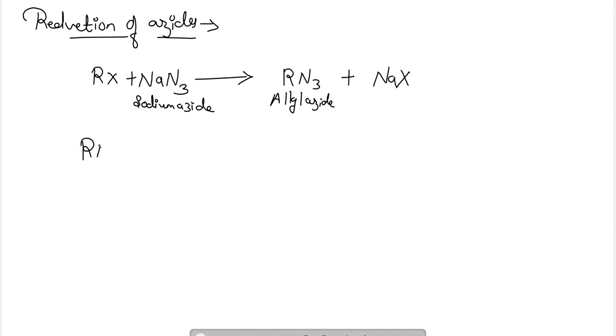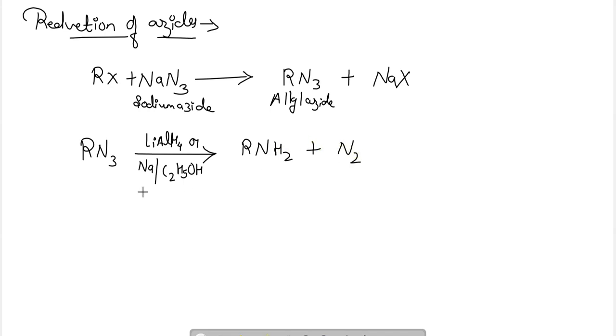Now this alkyl azide is reduced in the presence of lithium aluminium hydride or amalgamated sodium in ethanol. So here we will obtain alkylamine with nitrogen gas. Also, we can use a catalyst such as palladinated charcoal, where the reduction will occur and formation of amine with nitrogen gas will take place here.